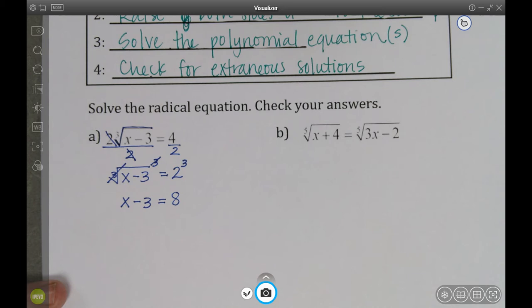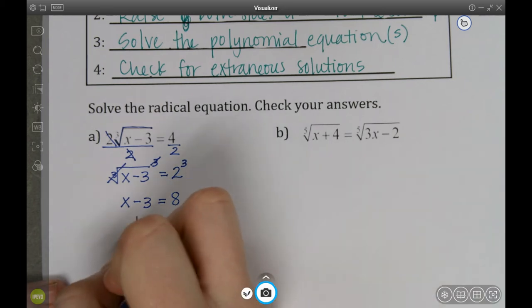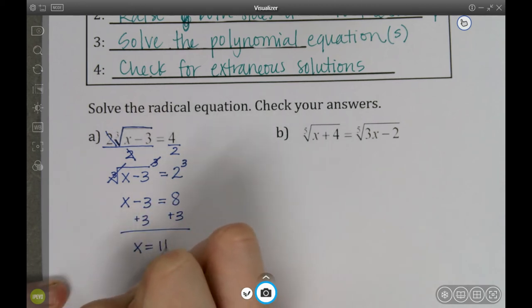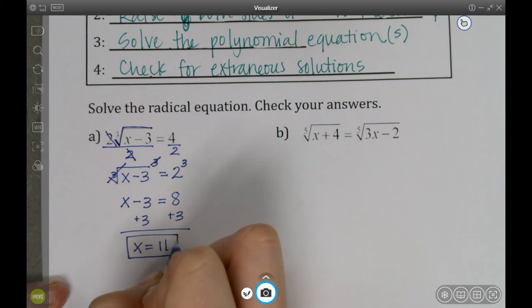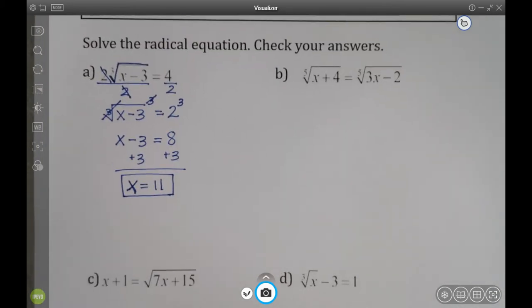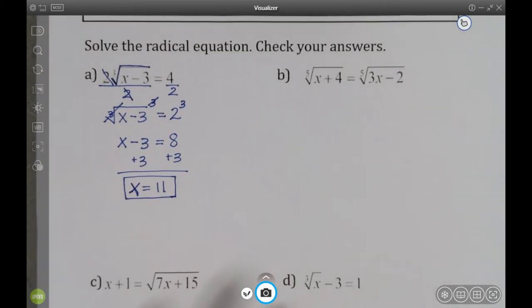Is x by itself? No, how do I get x by itself? Add 3. Took me like 10 minutes to figure out what 8 plus 3 is. That was a really fast 10 minutes. Oh my god, I got that wrong. So I love these things. Is this it? Because it's so satisfying.